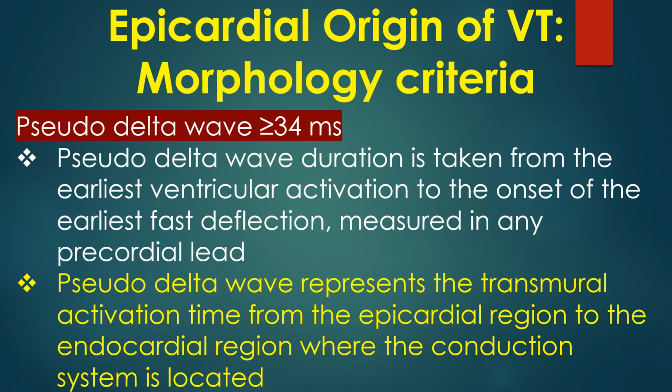Pseudo delta wave more than or equal to 34 milliseconds. Pseudo delta wave duration is taken from the earliest ventricular activation to the onset of earliest fast deflection measured in any precordial lead. Pseudo delta wave represents the transmural activation time from the epicardial region to the endocardial region where the conduction system is located.